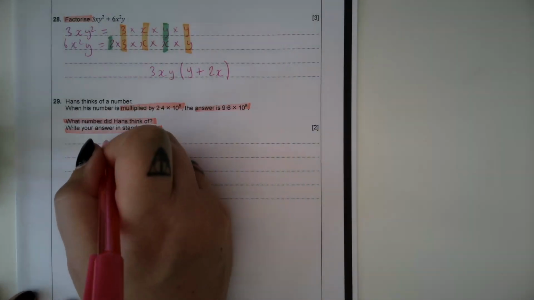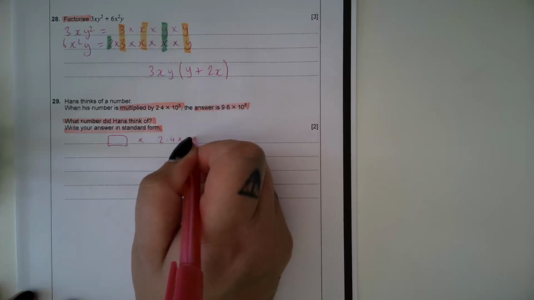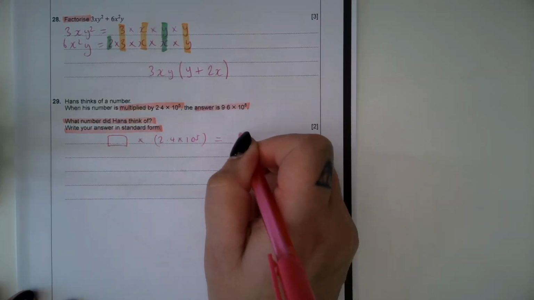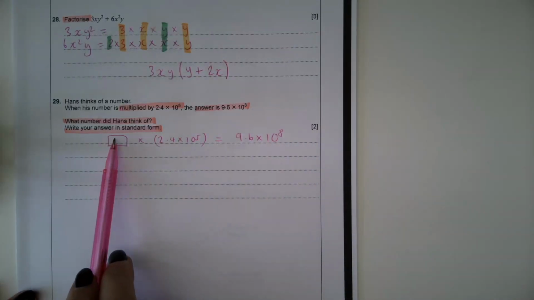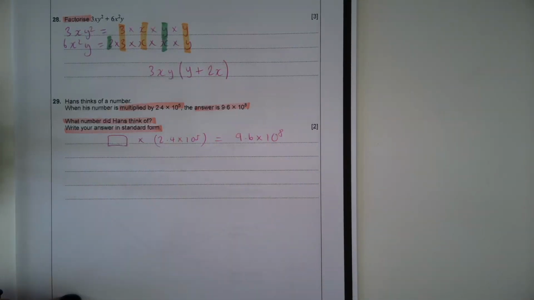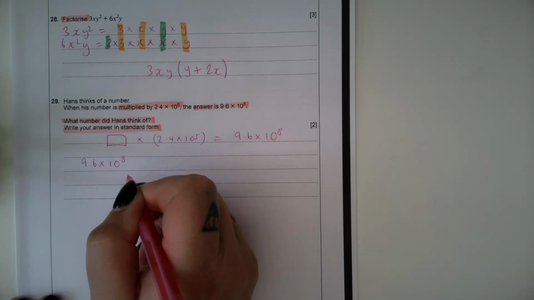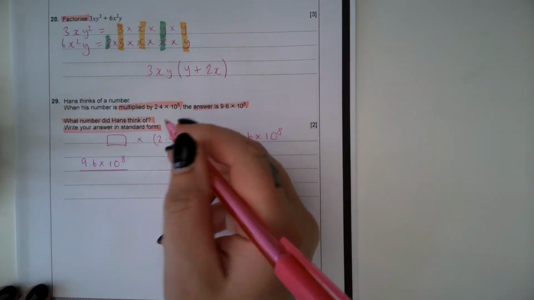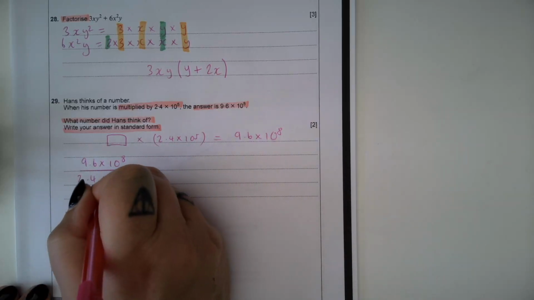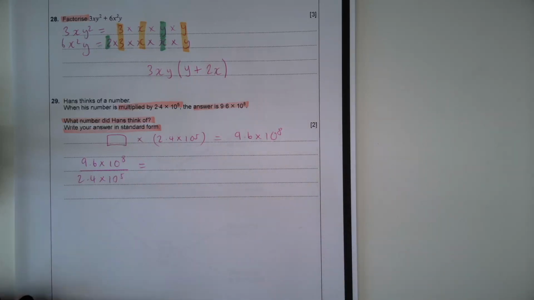So what we've done is we had a number, we multiplied it by 2.4 times 10 to the power of 5, and that gave us 9.6 times 10 to the power of 8 as an answer. We need to find that missing number, so we're going to do the inverse. Instead of multiplying, we're going to divide. So we're going to do 9.6 times 10 to the power 8, I'm going to write it as a fraction and you'll see why shortly, divided by 2.4 times 10 to the power of 5. So we're reversing it to find that missing number.